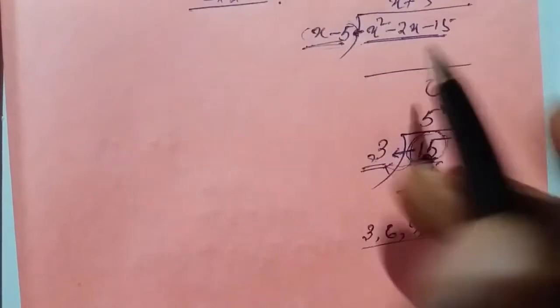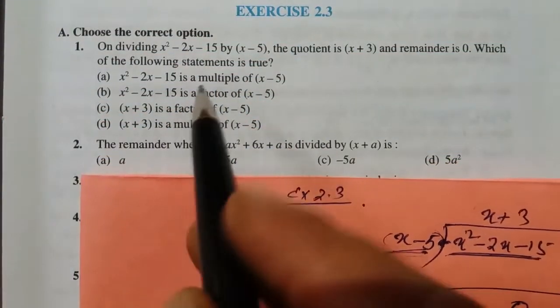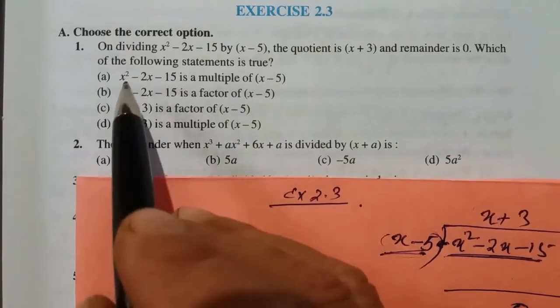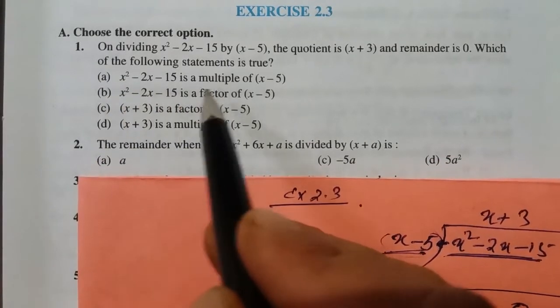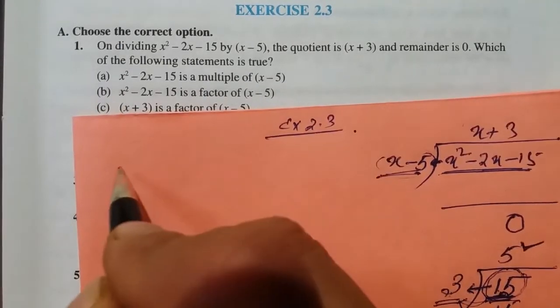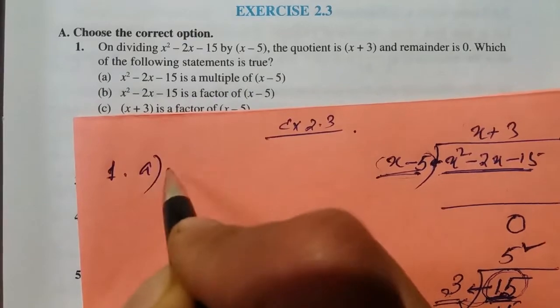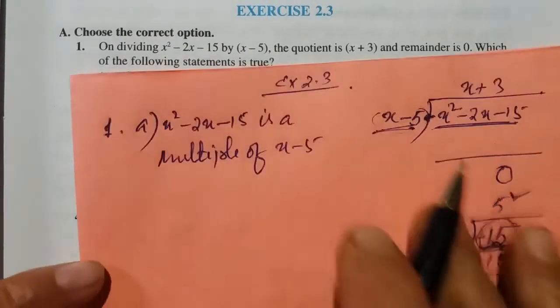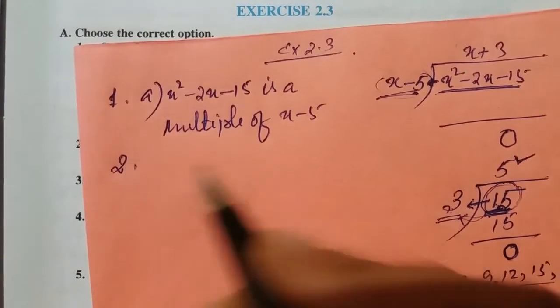Is a multiple of x minus 5. So here the correct answer should be x square minus 2x minus 15 is a multiple of x minus 5. So this A is the correct answer. A is the correct answer. Now let's see the next question, that is question number 2.